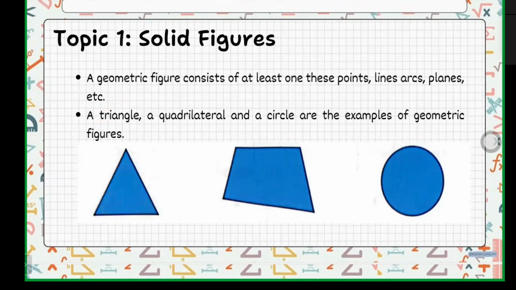How about quadrilateral? Quad means four: 1, 2, 3, and 4. So quadrilateral means a four-sided shape. And this is a circle. So these are examples of geometric figures.